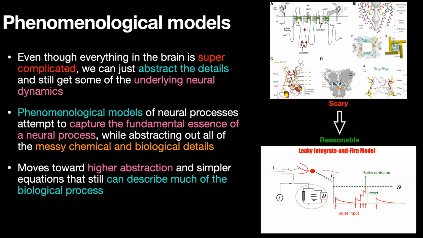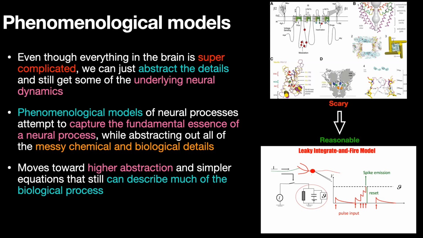So let's take a look at this idea of a phenomenological model. As we saw, everything in the brain is super complicated, and there are so many things happening at so many different scales. You have the genetic scale, you have the chemical scale, you have all these proteins and all these different things interacting together. As engineers, we do care about that, but not really in the same way that neuroscientists care about that. We just really want to understand how to take the underlying dynamics of what makes the brain without all the messy details.